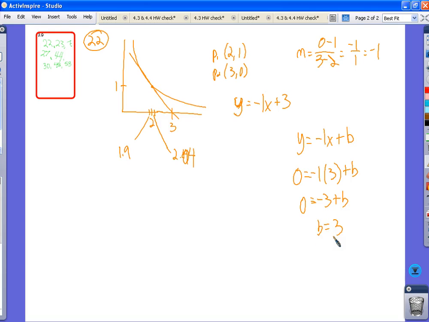You could do point slope form. y minus y1 equals m times x minus x1. Okay, so y minus 0 equals negative 1 for the slope times x minus 3. y minus 0, that's just y, equals negative 1 times x, and negative 1 times negative 3. And when you know b, you can fill it in here. There's one way, there's another way. Calculus class, you should be able to find the equation of a line given 2 points. Okay?